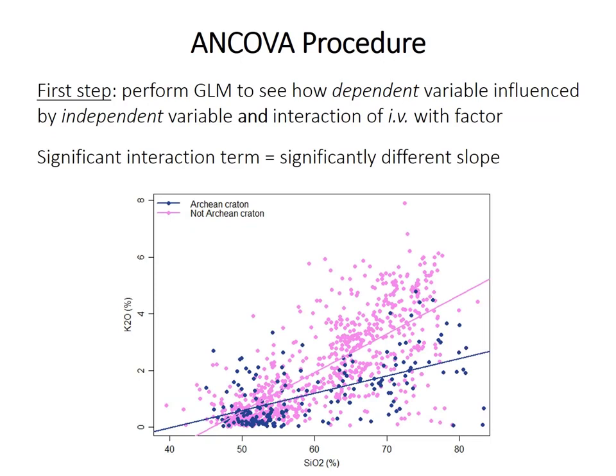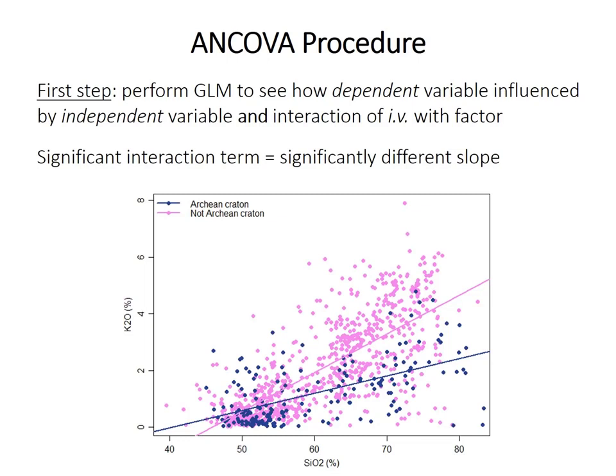So the first step in ANCOVA is to test a general linear model, a GLM we'll call it here, that includes an interaction term between the independent variable and the factor variable. If that interaction is significant, that indicates there's a non-additive effect, and that means the strength of the relationship, or the slope of the line, differs depending on the factor level. So if you find a significant interaction, that tells you the slopes differ significantly, but actually that's as far as you can go with this.